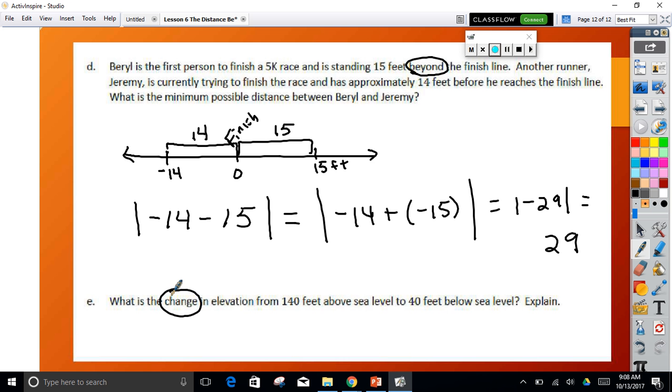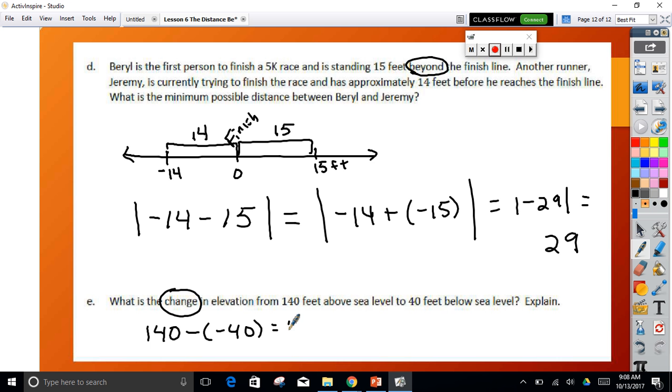140 minus negative 40 equals 180. Okay, so you're saying 140 minus negative 40. Okay, what would that equal? 140 plus negative 40. No, it wouldn't be. What you said a second ago was 140 minus a negative 40. Devin, how would you rewrite that as addition?